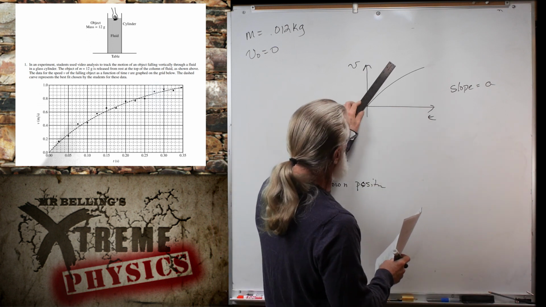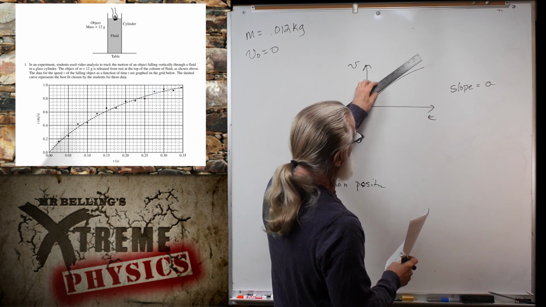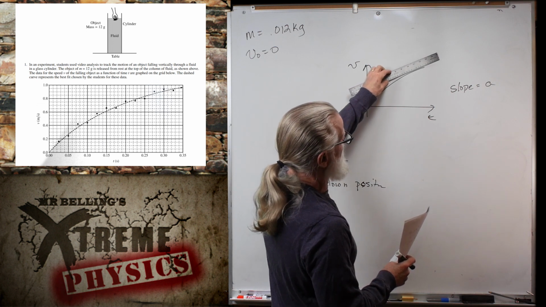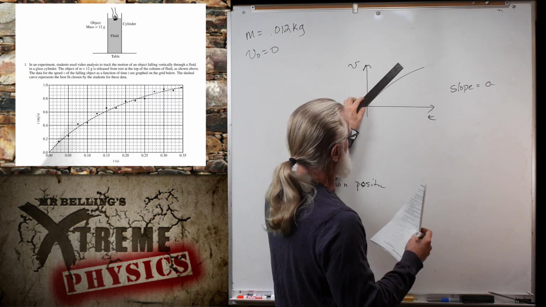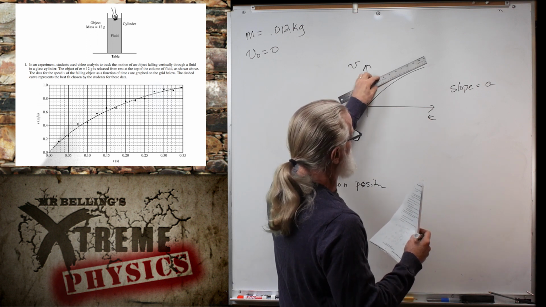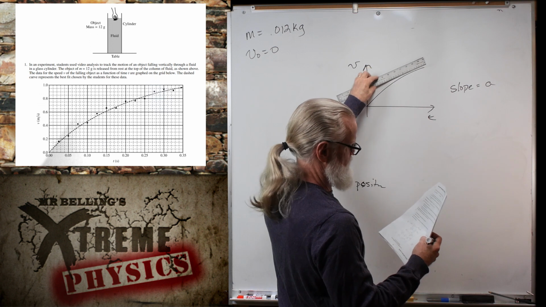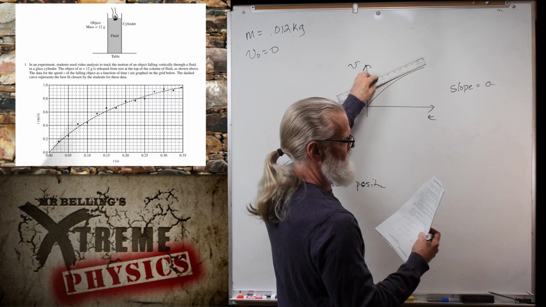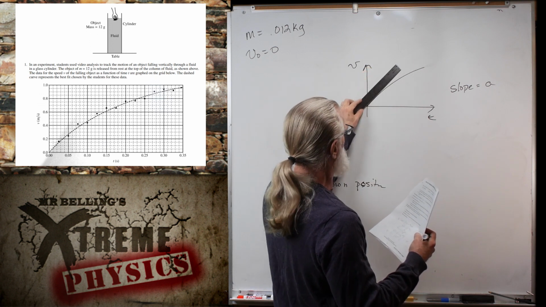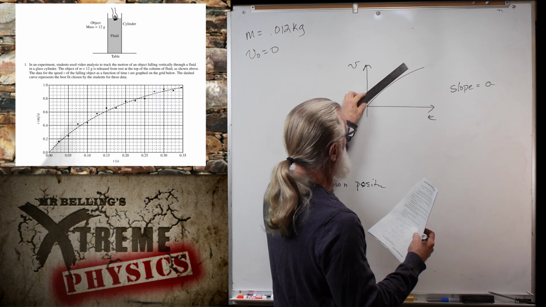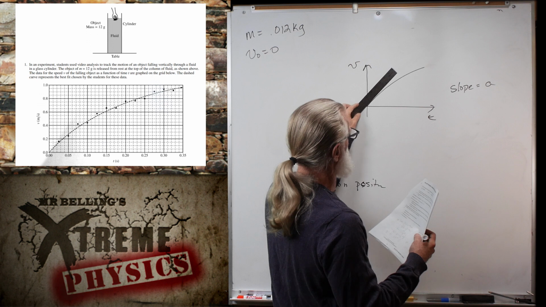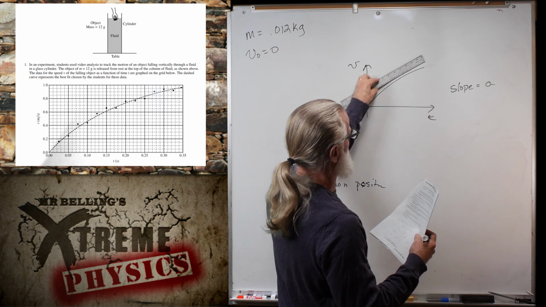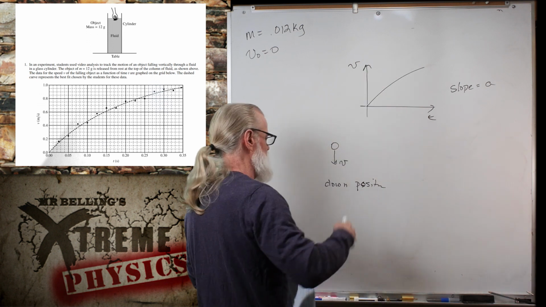So we can see the slope of this thing keeps getting less and less as we go up. So the slope is decreasing. Right? What was the question? Describe the direction of the acceleration. All right, the acceleration is always getting less and less. In this case, it'd be a positive acceleration that's getting less, and positive is downward.